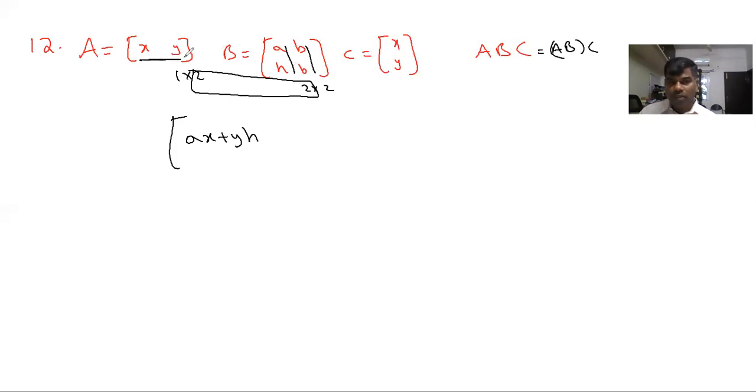Because you're doing the operation with the first row, you'll get all first row elements only. So XY multiplied with BB. So BX plus BY into the C is XY. Now this is of order 1 by 2 and this is of order 2 by 1. The product is possible? Yes. And the product matrix is of order 1 by 1.